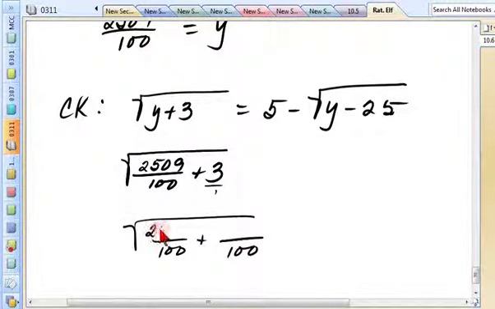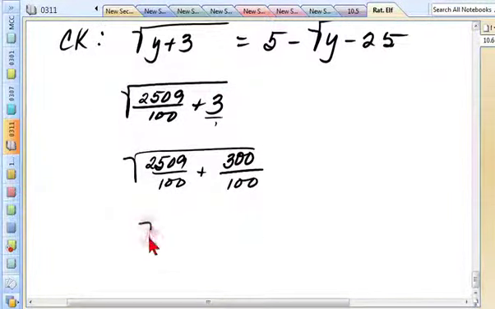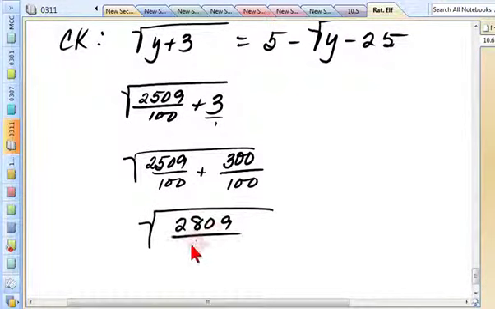Okay, so the first fraction stays 2509. 1 goes into 100 times, and 100 times 3 is 300. Still working on this left-hand side. That's going to be 2809 over 100. Would somebody check and see if 2809 is a perfect square? 53. Okay, life is good.